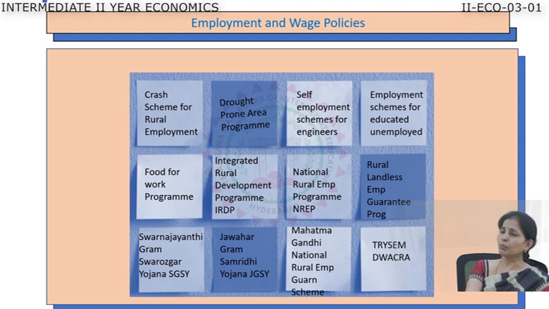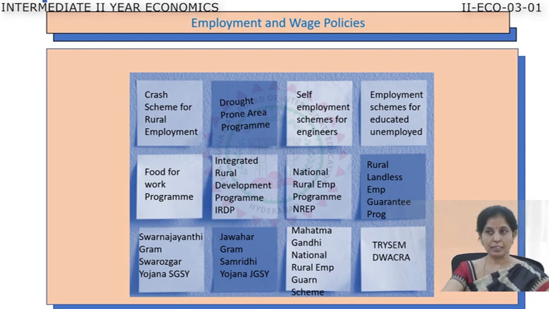And we have other programs like TRYSEM and DWCRA, training the rural youth for self-employment and development of women and children of rural areas. So these are some of the programs the government has taken up as an initiative so that they create employment, they provide some support, they provide some training facilities so that we create employment among these people. We generate income levels so that the gap between the rich and the poor can be reduced.